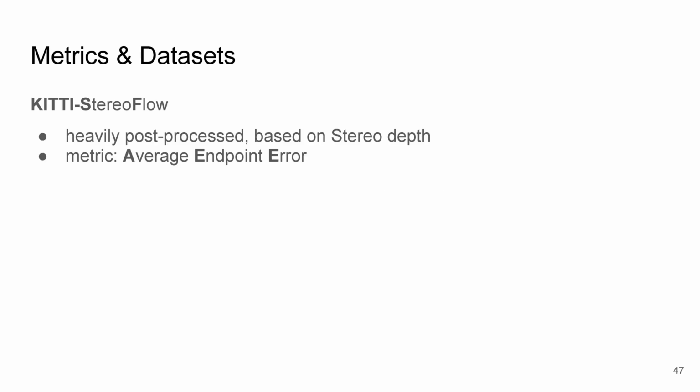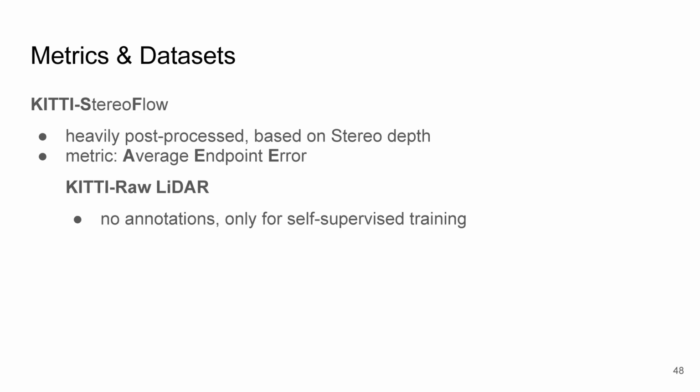The Kitti stereo flow is heavily post-processed as it combines LiDAR, stereo depth, and RGB optical flow into a scene flow annotation of the stereo depth point cloud. The metric used to evaluate the performance is the average endpoint error. As the dataset is small and therefore can only be used for validation purposes, we also processed the raw LiDAR point clouds from the Kitti dataset in order to train our method.